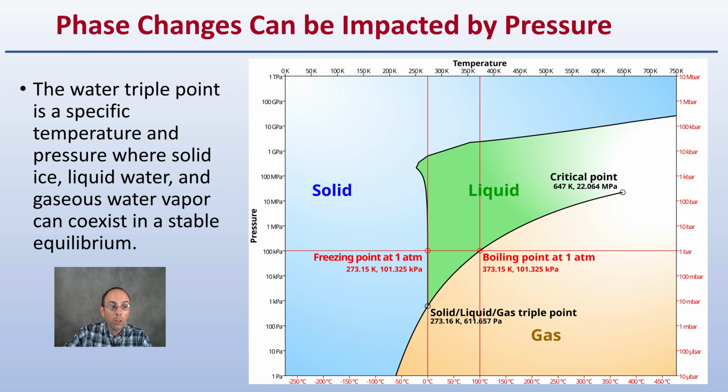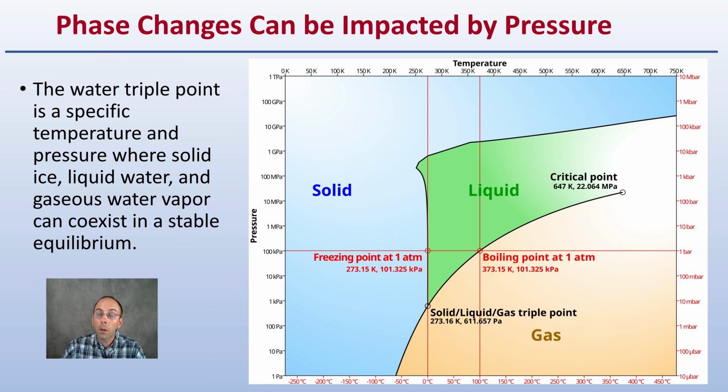Lastly, phase change can also be impacted by pressure, so I don't want to forget that it's not only temperature. Pressure can also be an influence. The water triple point, at a specific temperature and pressure, is where solid water, liquid water, and gaseous water vapor can coexist in a stable equilibrium. So when we're having that solid, that liquid, and that gas phase, that triple point is right here. This is looking at pressure.